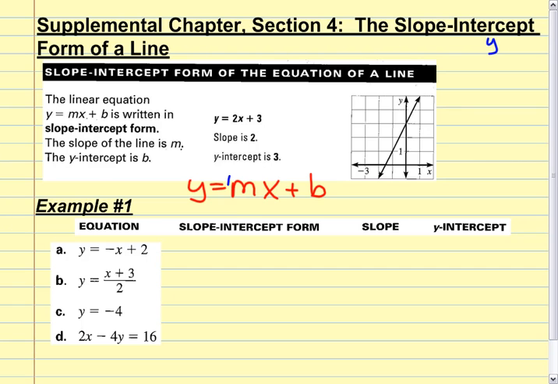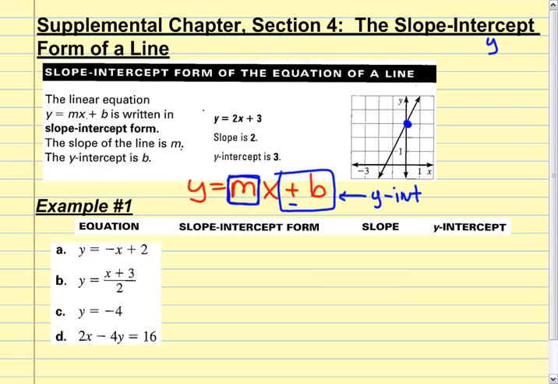So that means that this number, the coefficient, the number that comes in front of the x is the slope of the line. It is the slope of the line. This number, this sign might be plus or minus. Okay? This number is the y-intercept. It's where the line crosses the y-axis. Okay? So when we use this to graph, we just put a dot on the intercept.